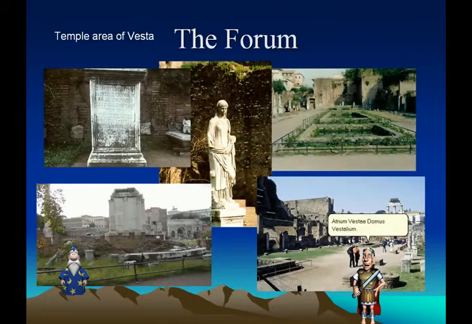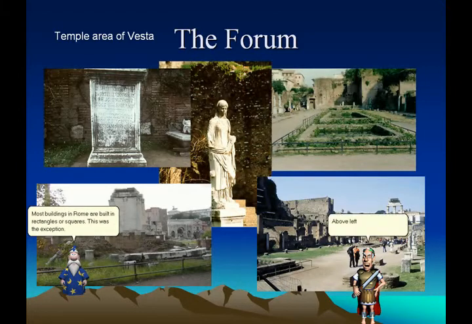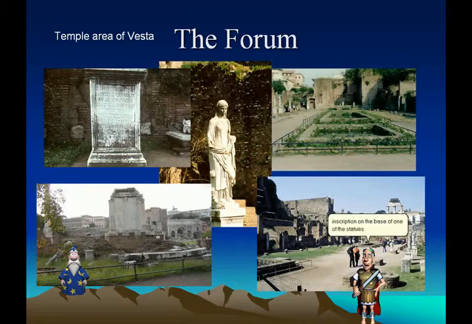Atrium Vestae, Domus Vestalium. Lower left we see the ruins of a small circular white marble temple. Note, I said circular, something different from most Roman buildings. This was the Temple of Vesta. The ruins we see today have been recomposed from fragments of the temple, rebuilt after the fire of AD 191 by Septimius Severus. According to archaeological opinion, the temple's circular shape dates back to the huts of primitive Rome. Most buildings in Rome are built in rectangles or squares. This was the exception. Above left shows an inscription on the base of one of the statues.